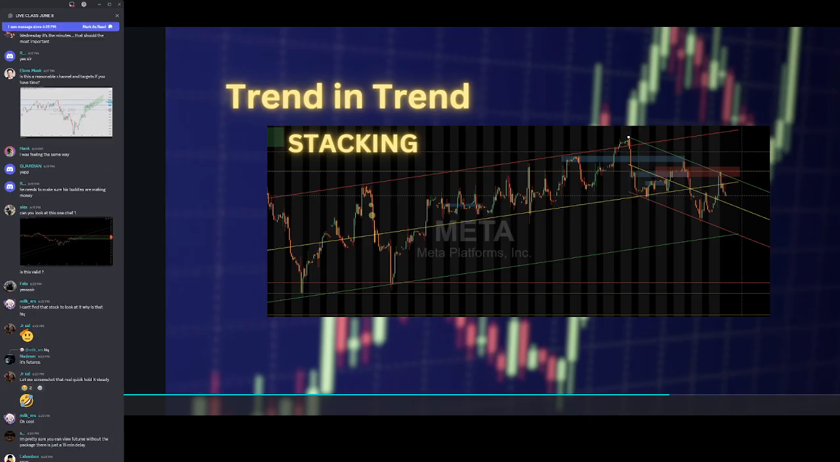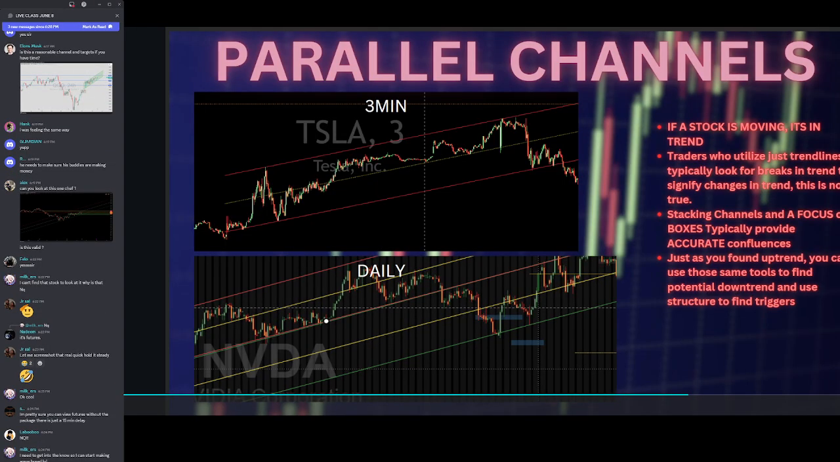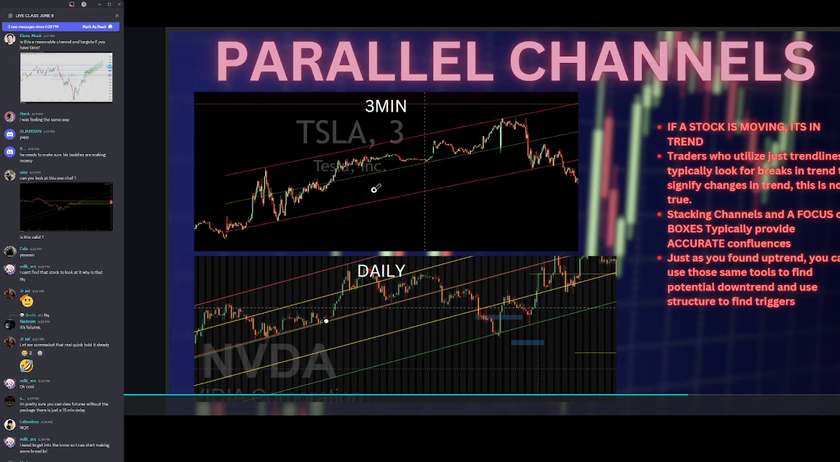Here's just another example of stacking. And again, if a stock is moving, it's in trend. Traders who utilize just trend lines typically look for breaks in trend to signify change in trend. This is not true. Tracking channels is a focus. Stacking channels and a focus on boxes typically provide accurate confluences. Just as you found uptrend, you can use those same tools to find potential downtrends and use those structures to find triggers.